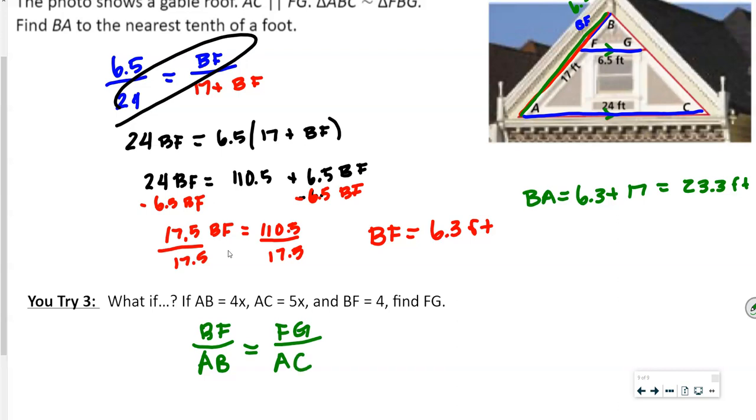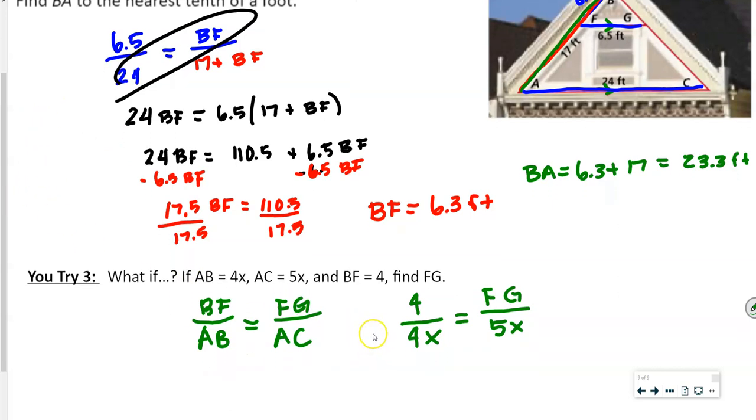So now we're just going to sub in what we have, okay? So BF, it says, is 4. AB is 4x. That's equal to FG, which is what we're solving for, over what? 5x, right? So we're going to cross multiply here. And I want you guys to see what's going to happen. So 4 times 5x is equal to 4x times our FG, right?